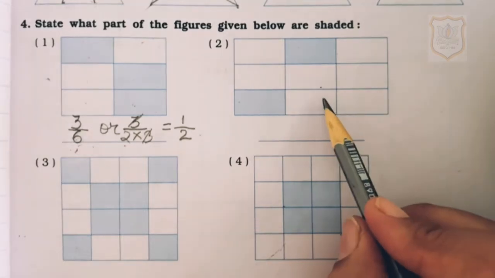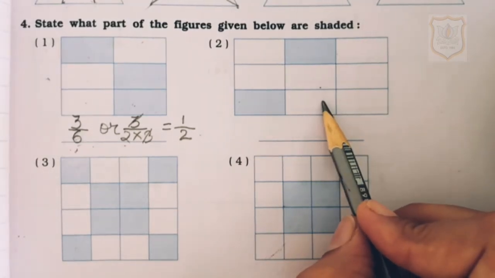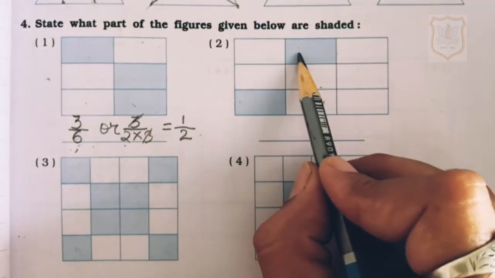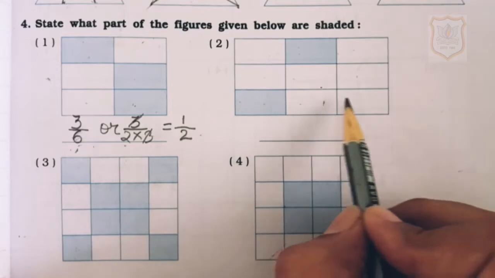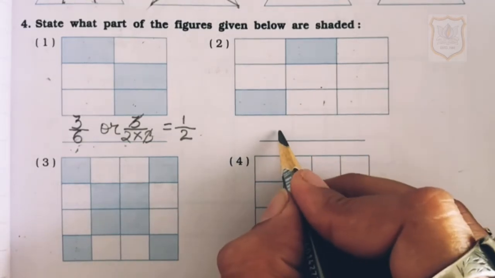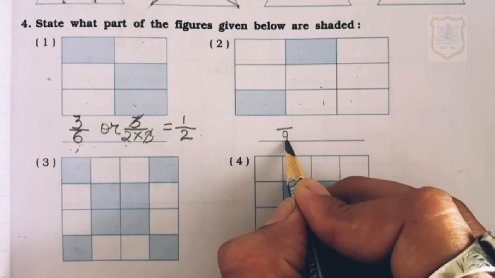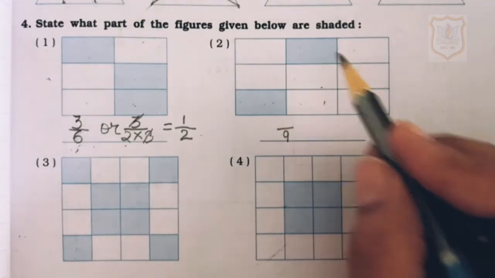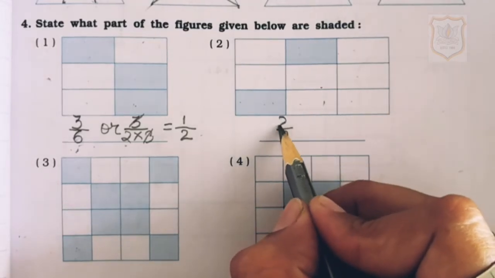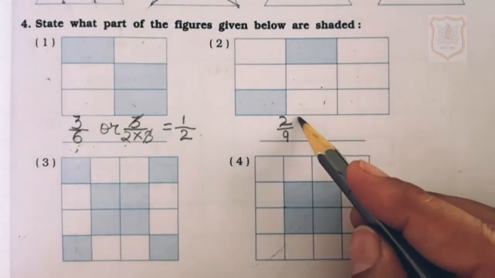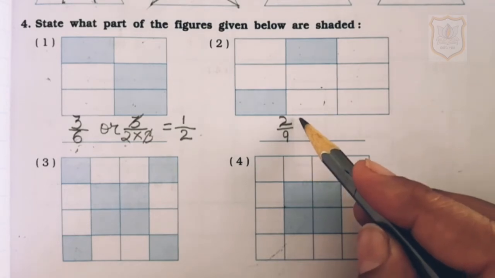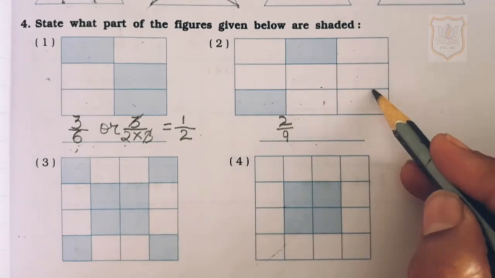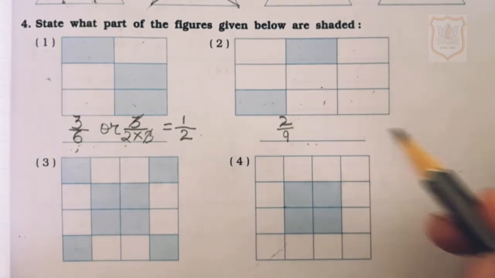Now second part of question number 4. Here also first we will find out the total parts of this figure: 1, 2, 3, 4, 5, 6, 7, 8 and 9. So in the denominator we will write 9. And the shaded parts are 1 and 2. So in the numerator we will write 2. Now no common factor is there between 2 and 9, so we will write this as it is. So the fraction form of this figure is 2 upon 9.